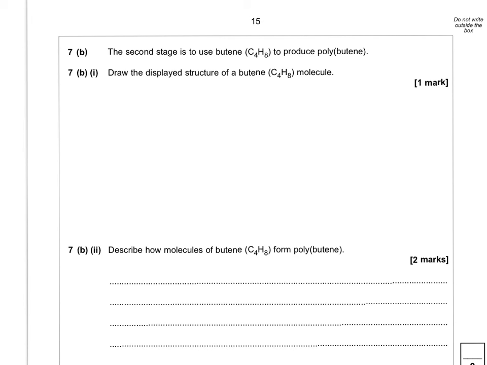Right, okay, so second stage, to use butene to produce polybutene. Draw the structure of butene, C4H8, in a molecule. Really straightforward. Some rules. Carbon always bonds 4 times. So with these, we'll draw our 4 carbons. Now, because carbon only bonds 4 times, and we've got 8 hydrogens, we're probably going to draw our hydrogens up here.